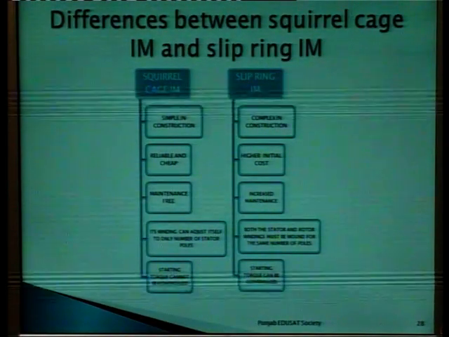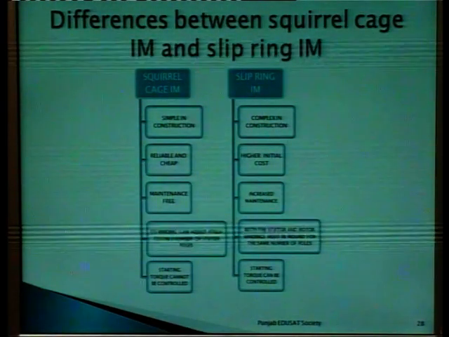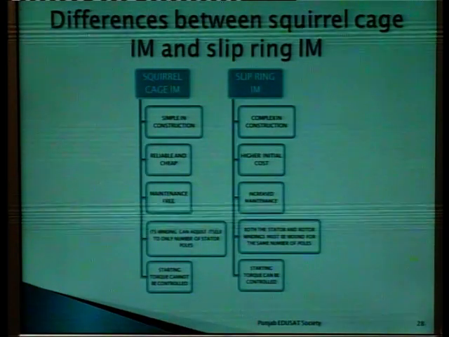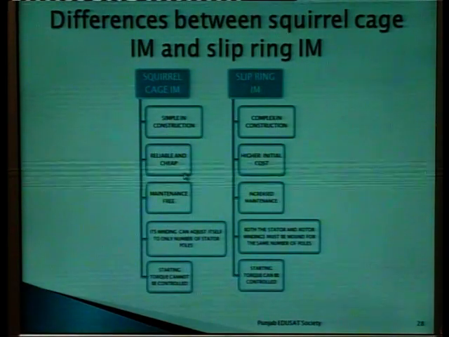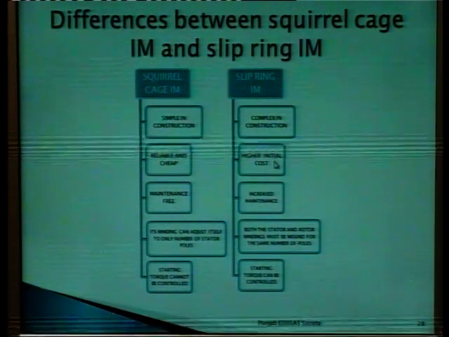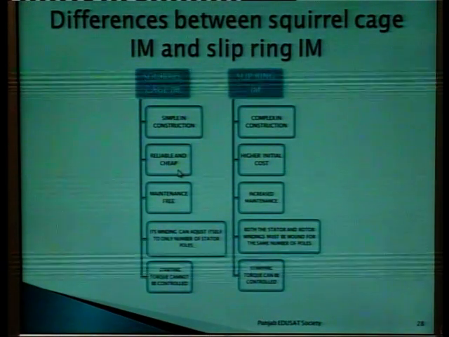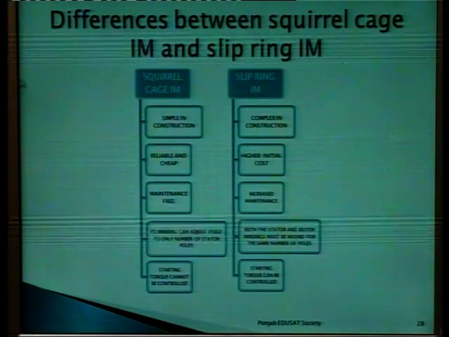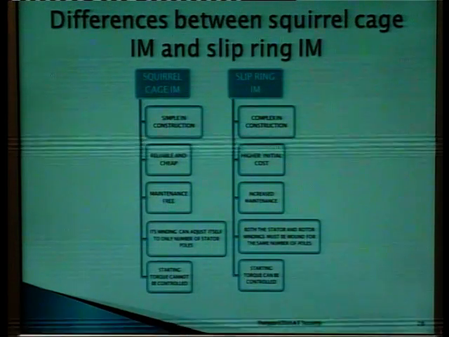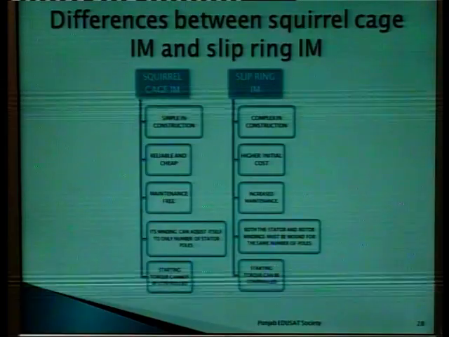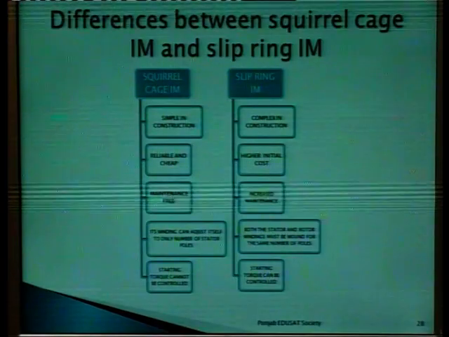Differences between squirrel cage and slip ring induction motor. What is the difference between the two motors? Squirrel cage induction motor is simple in construction, but slip ring induction motor is complex in construction. Slip ring induction motor has a higher initial cost, but the squirrel cage induction motor is cheap in cost, more reliable and maintenance free. In case of squirrel cage induction motor, less maintenance is required, but in case of slip ring induction motor, more maintenance is required.